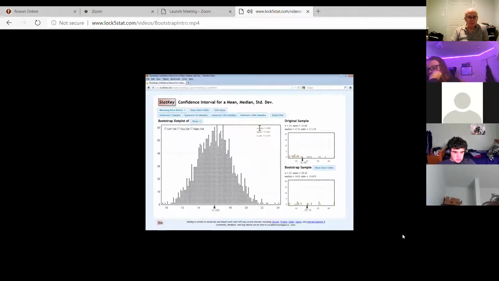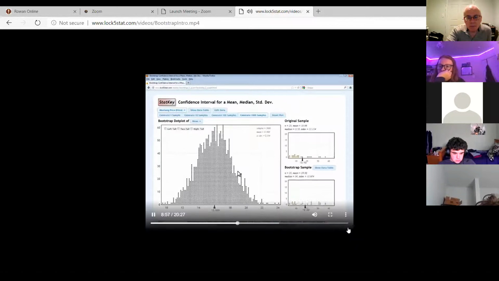These values here tell me that I happen to have done 2008 bootstrap samples at this point. Here's the mean of that distribution, and here's the standard deviation of that distribution. And that standard deviation is really 2.134 in this case. It's just the standard deviation of all these 2,000 plus bootstrap statistics.